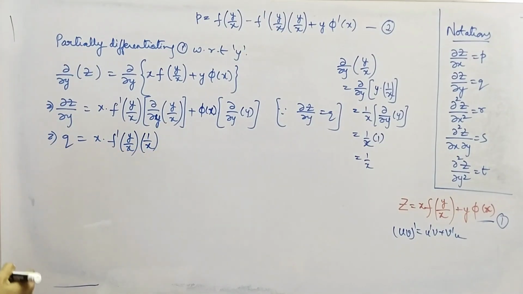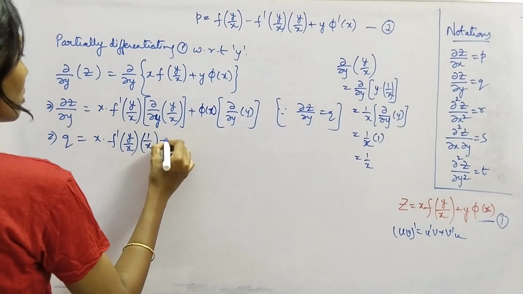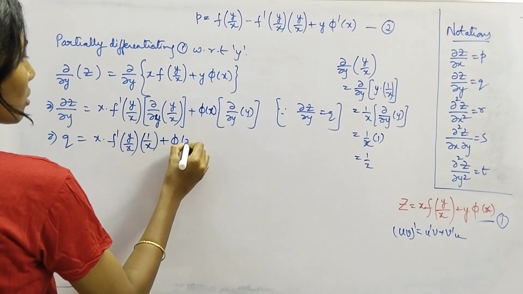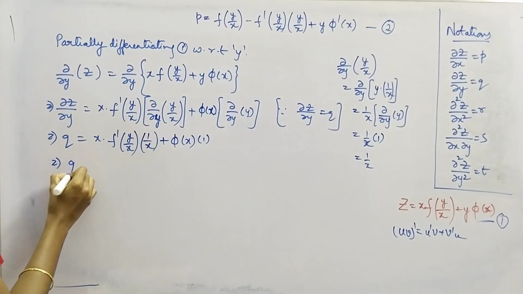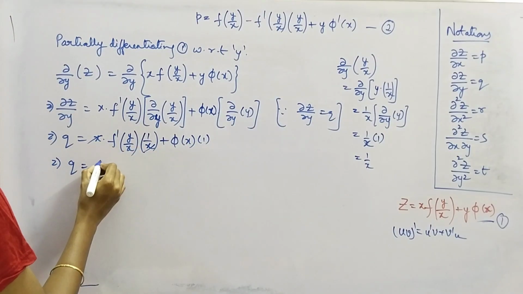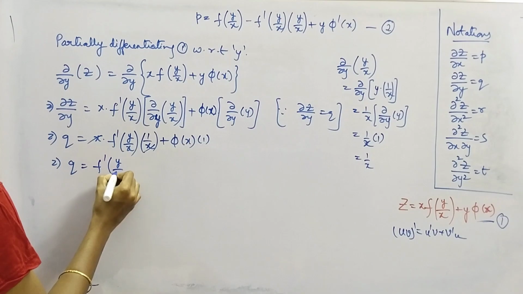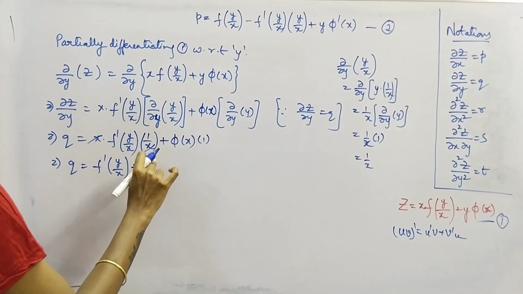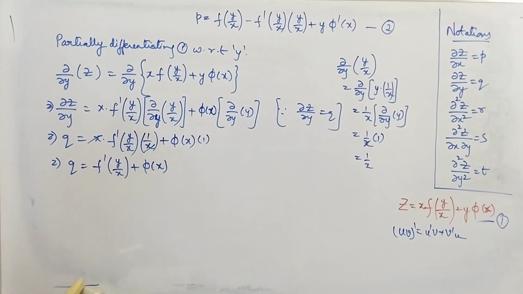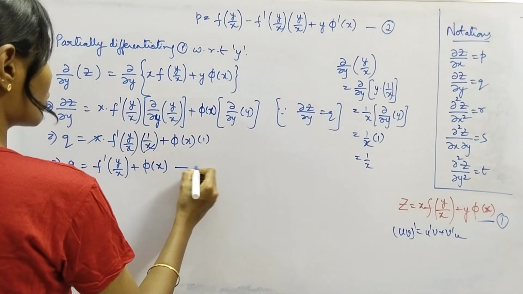This x gets cancelled because x into 1 by x is x by x, which is 1, plus phi of x into the partial derivative of y with respect to y, which is 1. This gives us q equal to f dash of y by x plus phi of x. Right? Consider it as equation number 3.